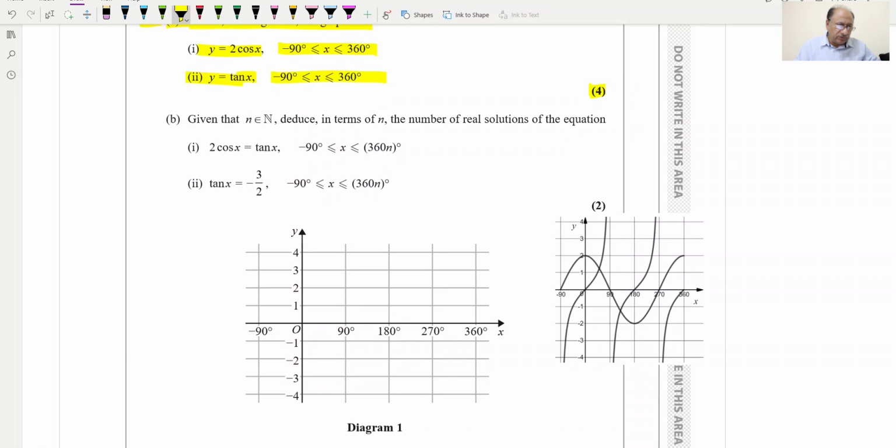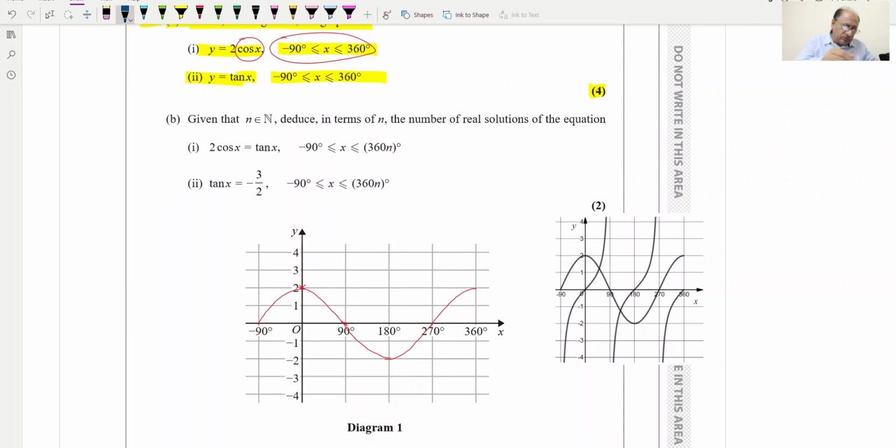So how we are sketching this: the standard cos x graph goes from 1 to minus 1, but in this case it is 2 cos x, so it will be up to 2. So we can take this point for cos 0, it will be 2, and cos of minus 90 will be 0, so we can sketch like this one, and from this side also it will be turning like this, and from 90 it will be coming down up to 180, and 180 to 270, and from 270 it will be going up to this point. So this will be our 2 cos x graph, which is from minus 90 to 360.